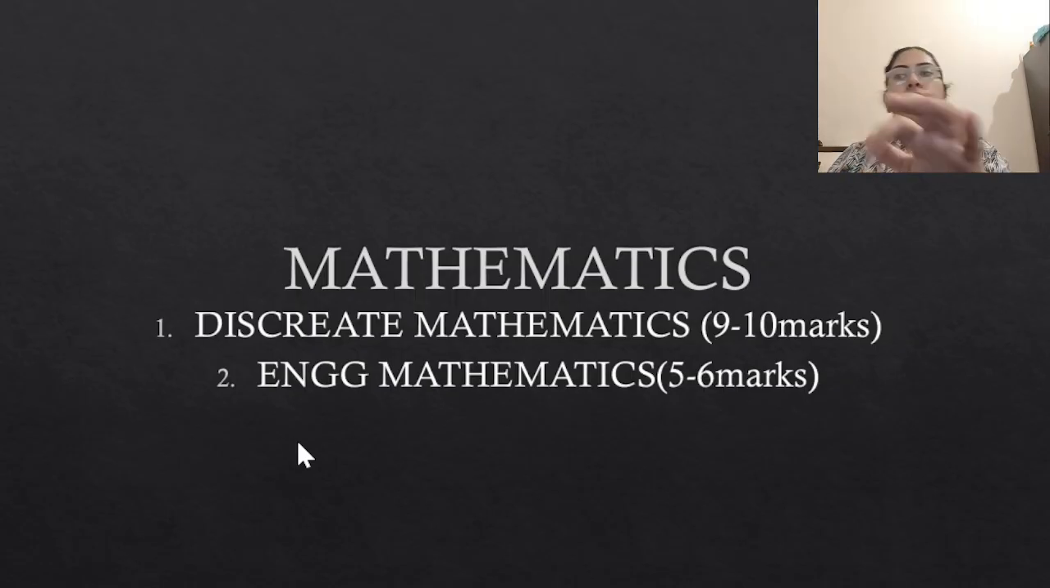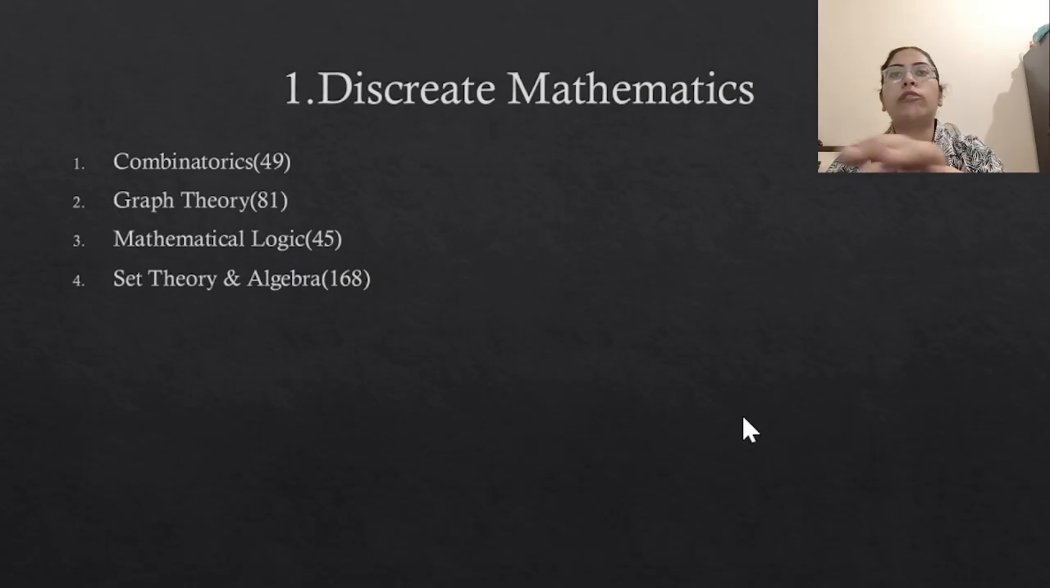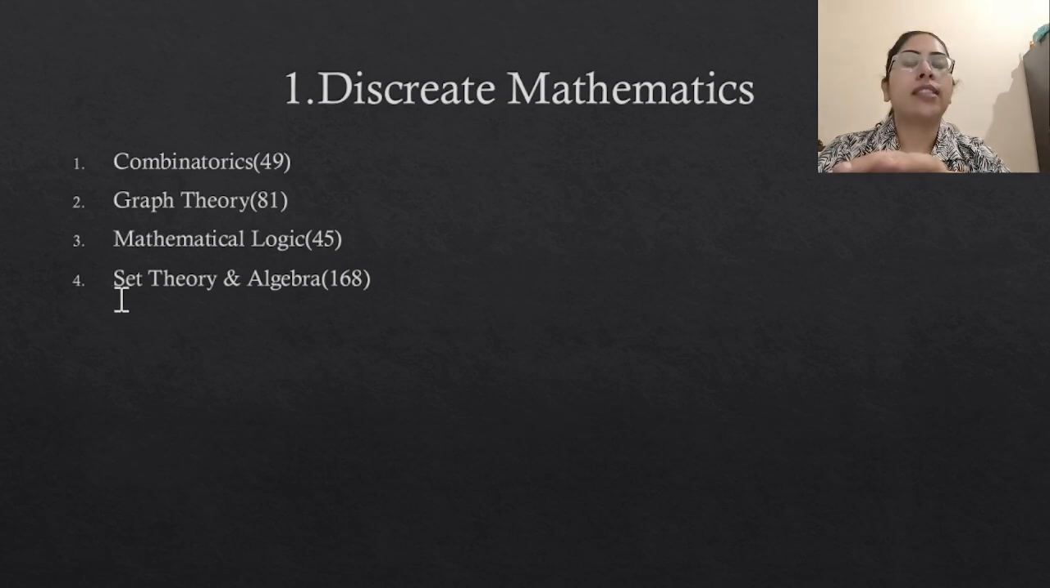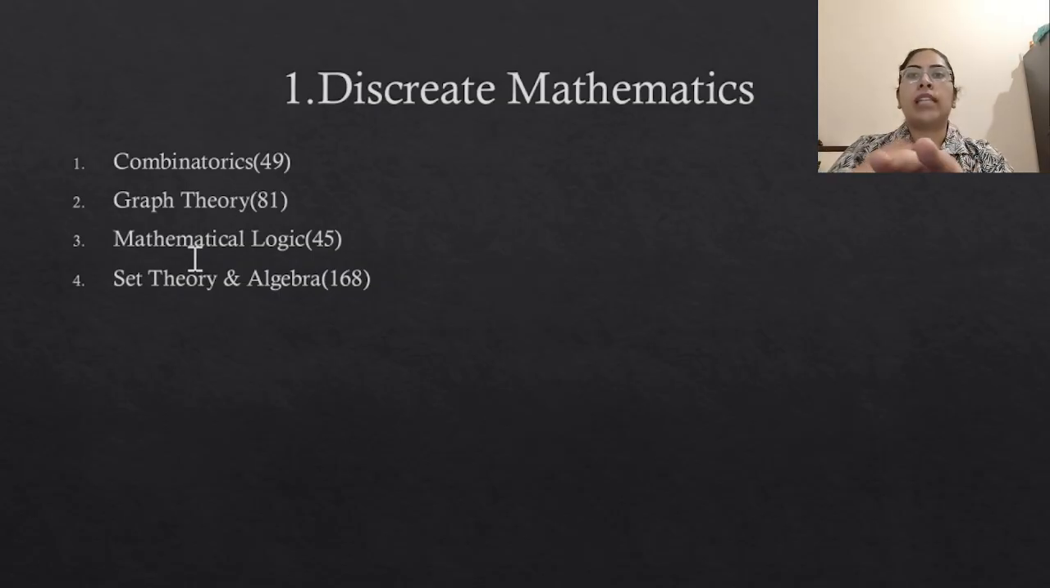So first is discrete maths. You should do discrete maths first because it has high weightage. So what is the syllabus of discrete mathematics? Discrete mathematics contains combinatorics, graph theory, mathematical logic, set theory and algebra. Combinatorics has about 49 questions, graph theory 81 questions, mathematical logic 45 questions and set theory 168 questions.